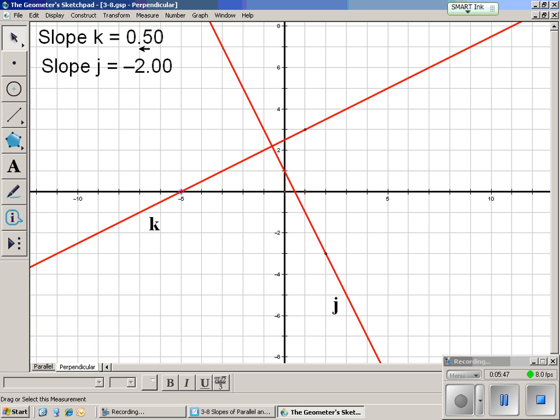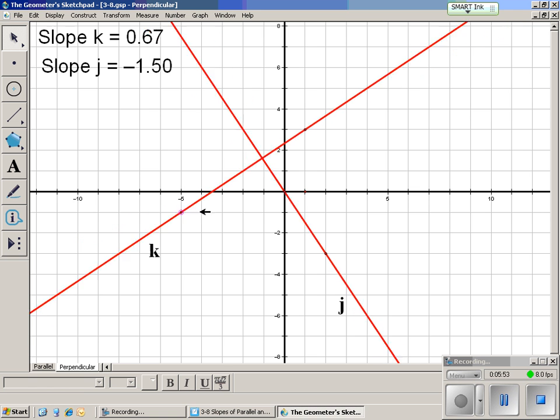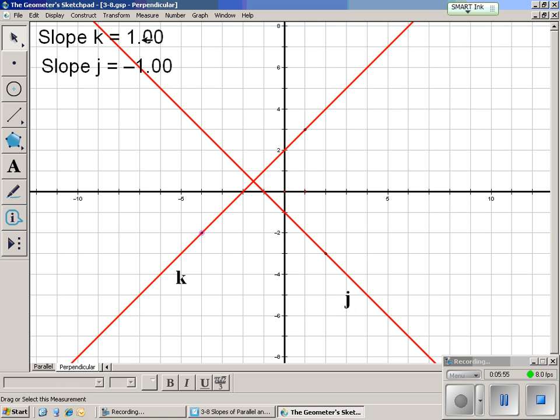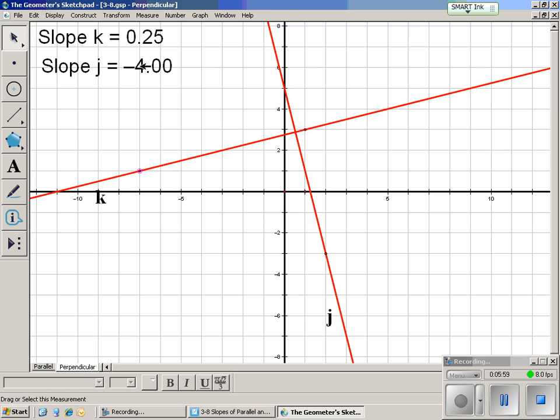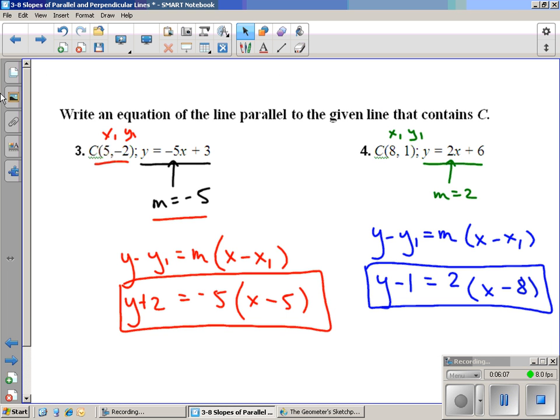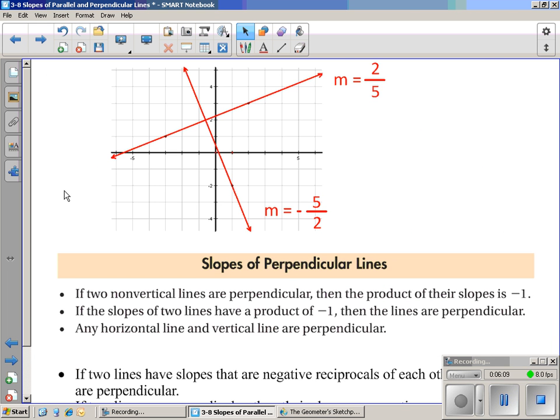Okay, so 0.5 times -2, if you multiply these together, you get -1. Or if I made it so that they are 1 times -1 is -1. Or whatever these values are, 0.25 times -4 is -1. You'll notice that if you multiply the slopes together, you get -1. And that's what the book says.